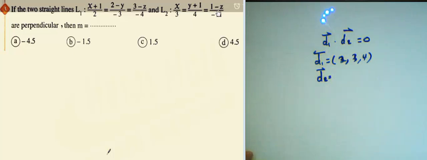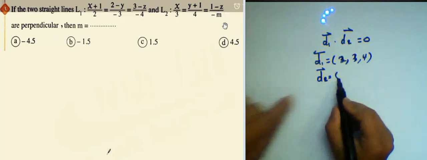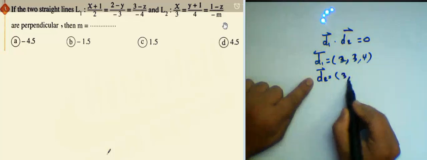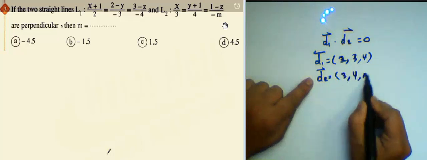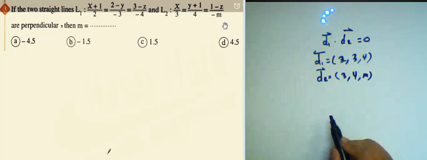We must change the sign here for Z. It must be converted to positive. Okay, it will be positive Z by multiplying the negative numerator and denominator. So vector D2 equals 3 and 4 and m. And we must use this rule: D1 multiplied by D2 equals 0.